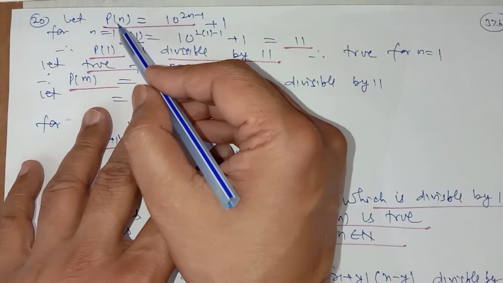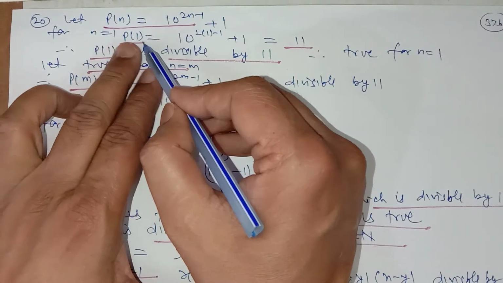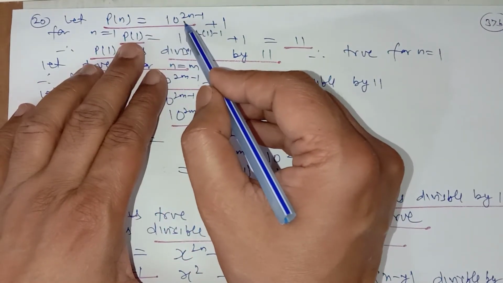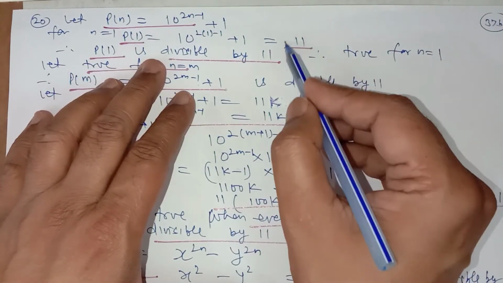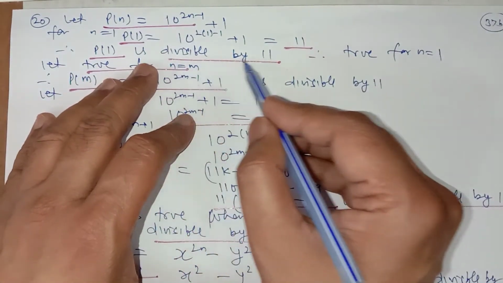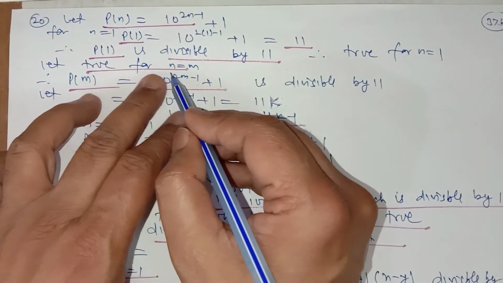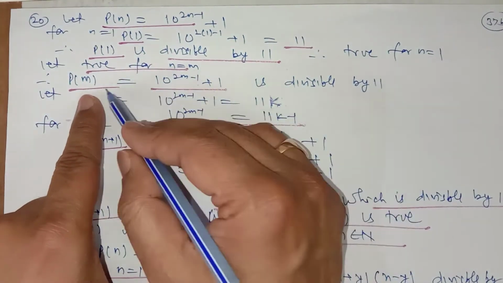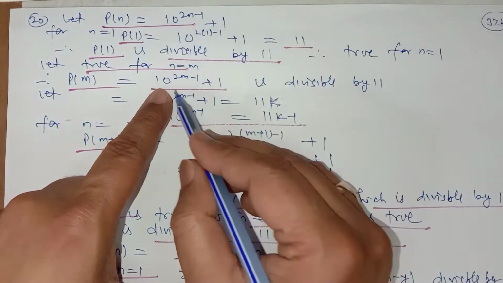So as usual, you let that it is equal to Pn. Now for n is equal to 1, replace n by 1. So 10 raised to power 2 into 1 minus 1 is coming out to be 11, which is divisible by 11. So it means P1 is divisible by 11 for n is equal to 1. Now let that it is true for n is equal to any natural number m. So Pm will be equal to 10 raised to power 2m minus 1.